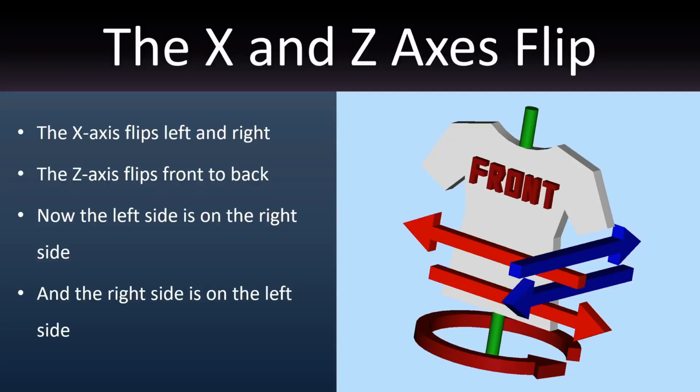The x and z axes flip. The x-axis flips the left and right. So the right side goes to the left side, and the left side goes to the right side. And the z-axis flips front to back. The front side goes to the back side, and the back side goes to the front side.